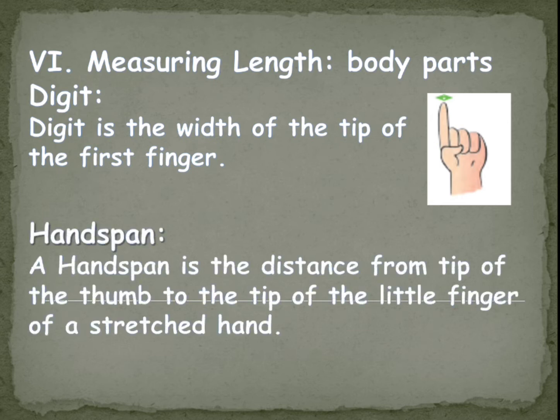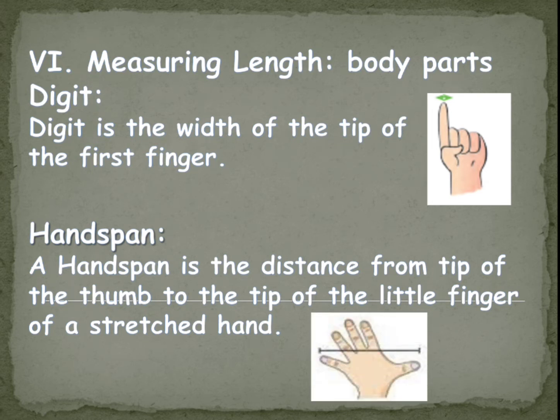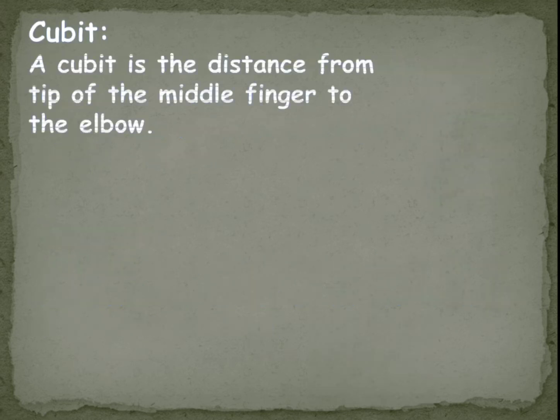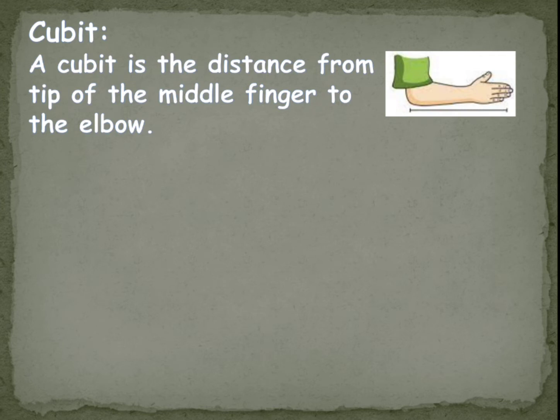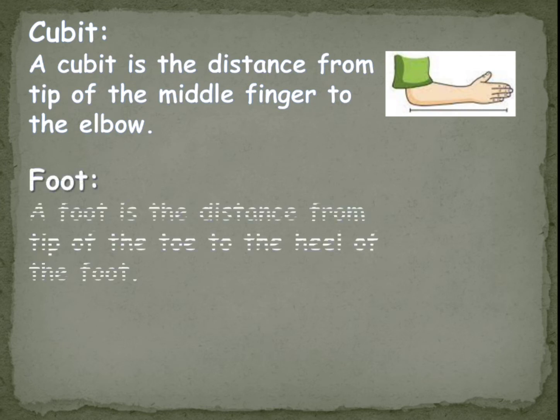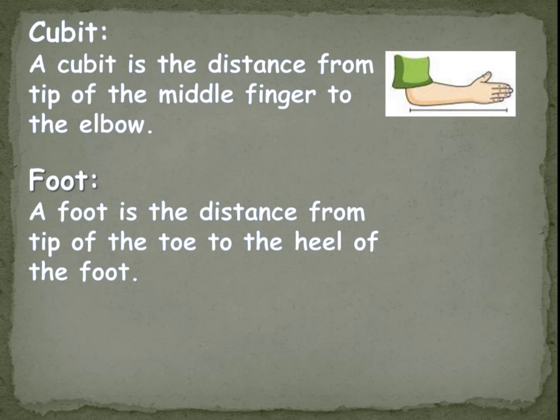Handspan is the distance from the tip of your thumb to the tip of your little finger on a stretched hand. Okay. Next, cubit you have. Cubit is the distance from the tip of your middle finger to the elbow. Okay. Next, you have foot. It is the distance from the heel of your foot to the tip of your toe.